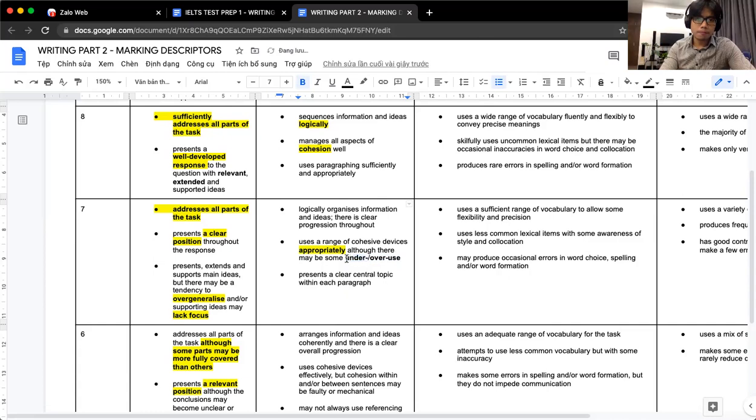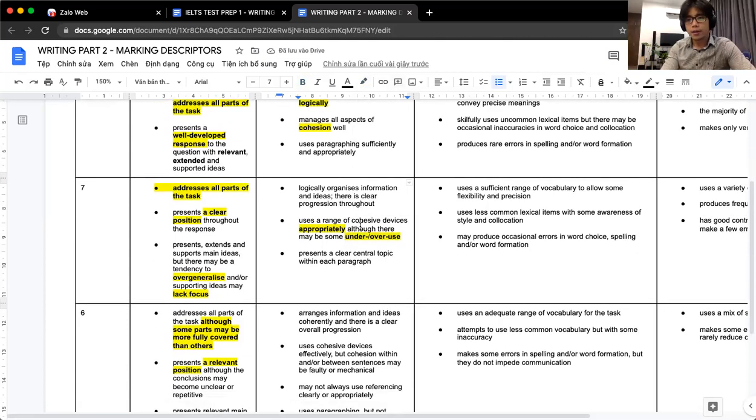You understand? Okay. So at band 7, right? Okay, you must understand the cohesive devices, all right? But you use them correctly, okay? When it is necessary, you don't overuse it, okay? And you don't assume that the readers will understand you, okay? So always proofread, all right?